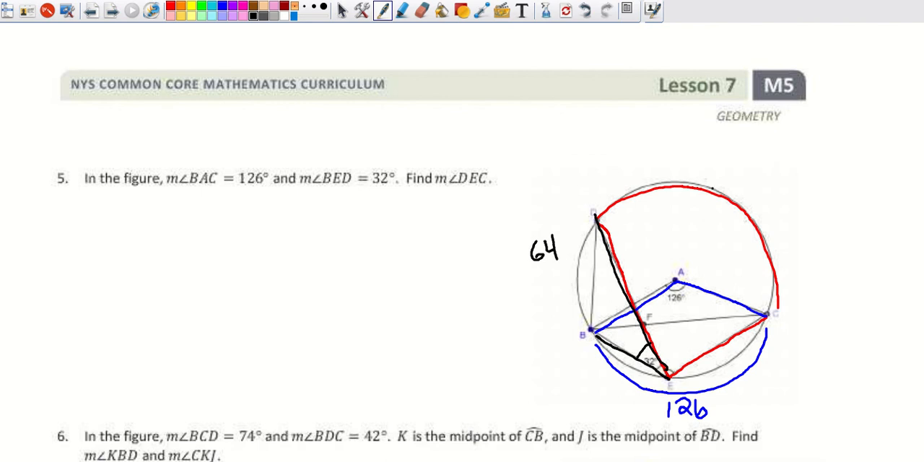So that arc over here is 360, take away the sum of 64 and 126. So 360 minus 190 is going to be our answer. And I believe we get 170 here.